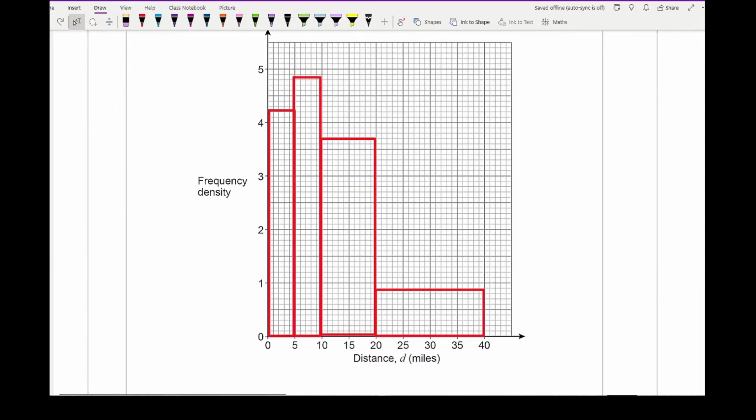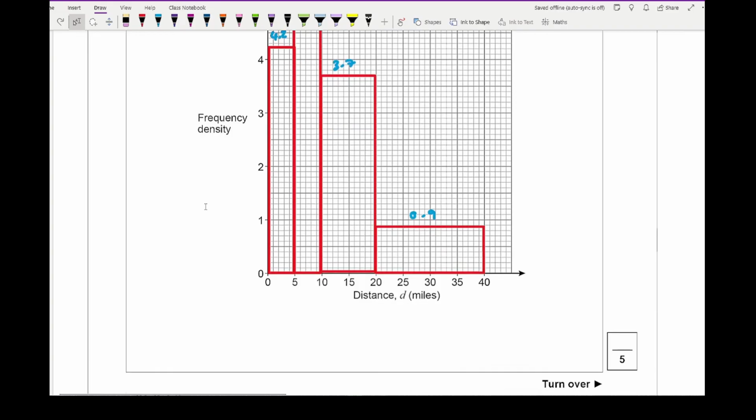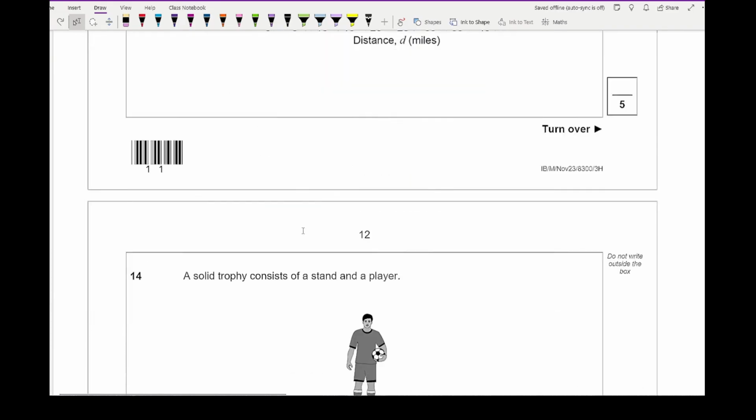And what your histogram should look like is something like this, where this peak is at 4.2, this is at 4.8, this is at 3.7, and this is at 0.9. Again, hopefully yours is a lot more accurate than what you can see on the screen. And the widths also need to be exactly as they are for the groups in the table.